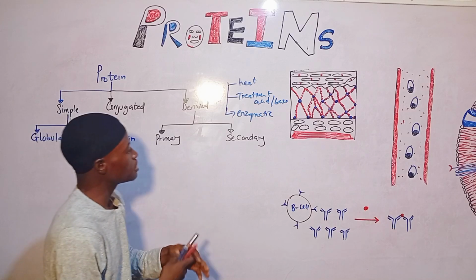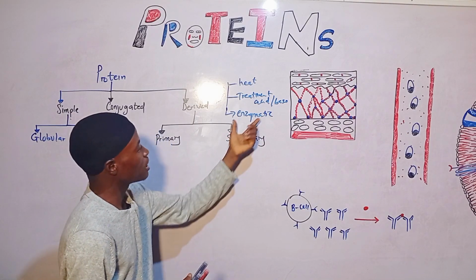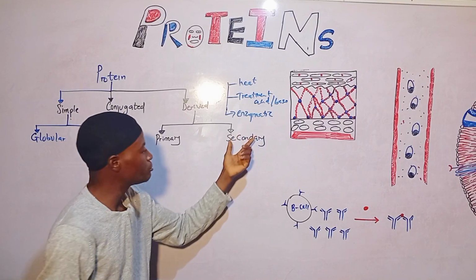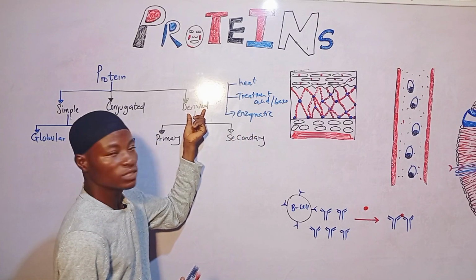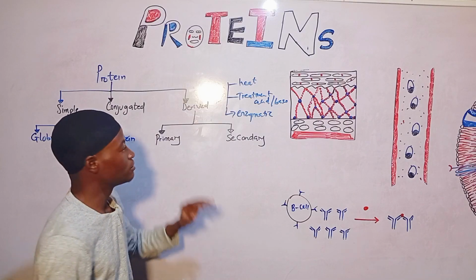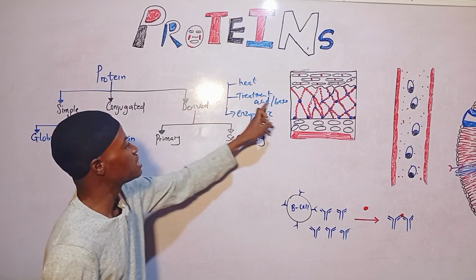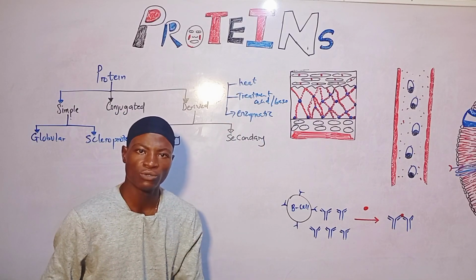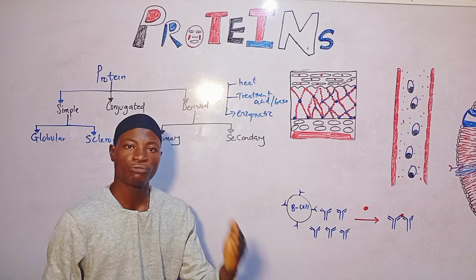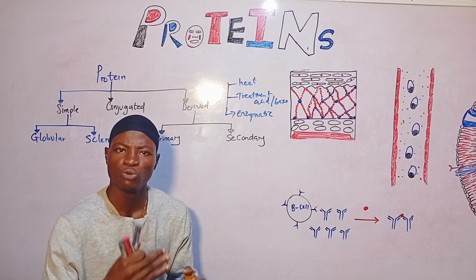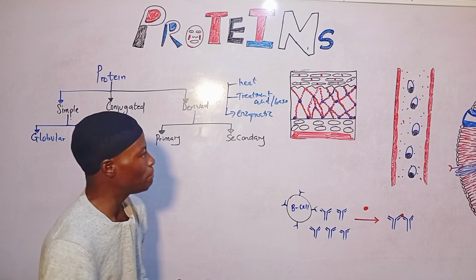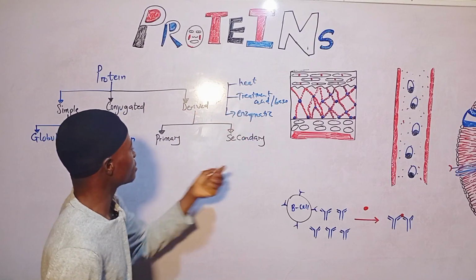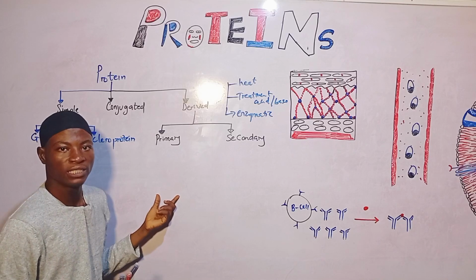Secondary falls on enzymes. Any protein that is degraded by the action of enzymes falls under secondary derived protein. Then, when it comes to heat and treatment with acid or base, they denature the structure of the protein, thereby causing it to lose its function. The protein part that we get when we treat a protein with heat or acid or base falls under primary derived protein.